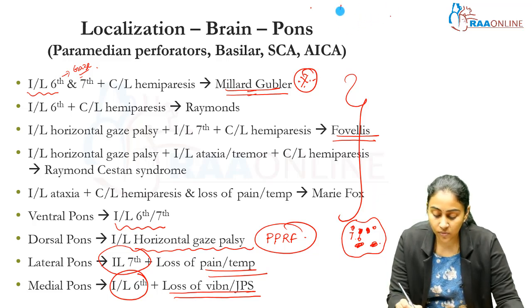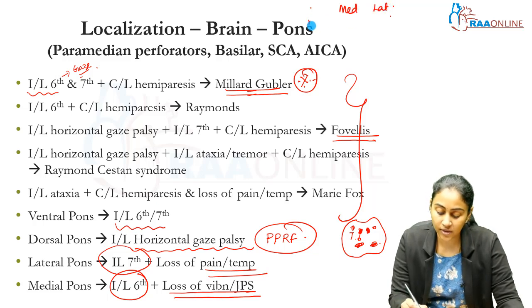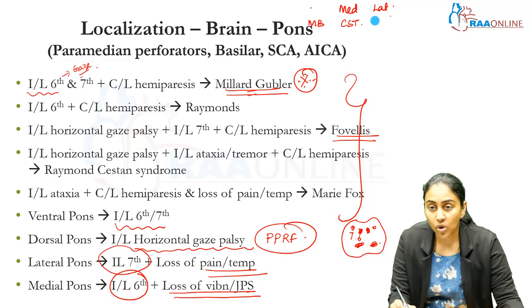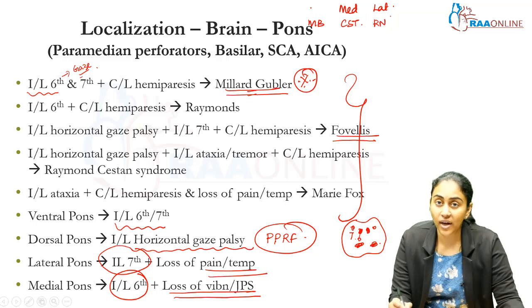So, what are the clues which tell you whether it is medial or lateral? In the midbrain, your corticospinal tract is placed more medially, so hemiparesis will mean medial, and your red nucleus is situated more laterally, so your ataxia or rubral tremor will mean lateral involvement.